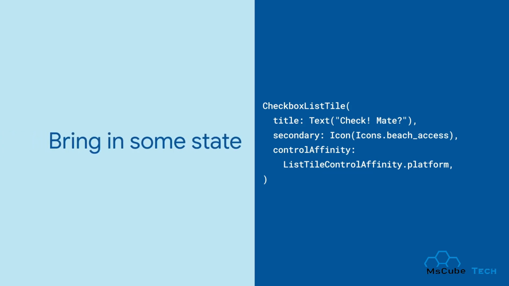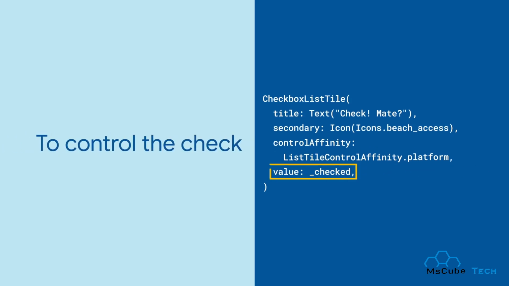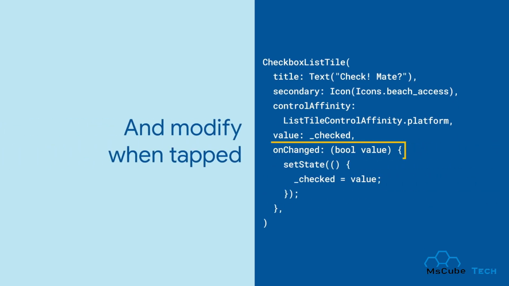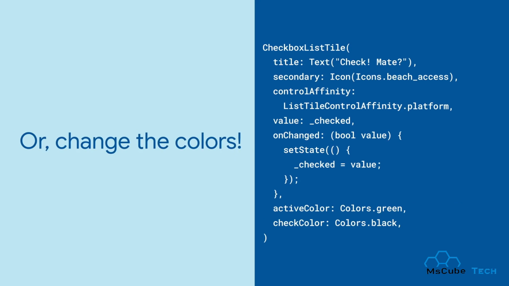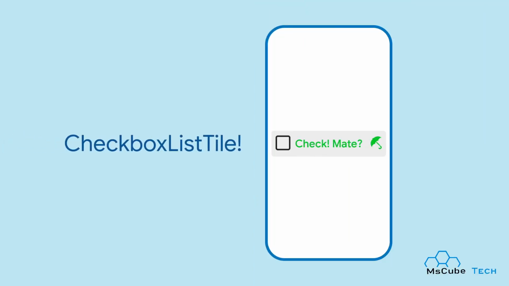Checkbox list tile doesn't maintain any state itself, and so you'll often find it within another stateful widget. That way, whether or not the box is checked can be maintained as a bit of state with the value property, and modified with checkbox list tile's onChanged callback. Finally, if you don't like the default colors provided by your app's theme, you can override them with active color and check color. And there you have it, your very own list tile with a checkbox.